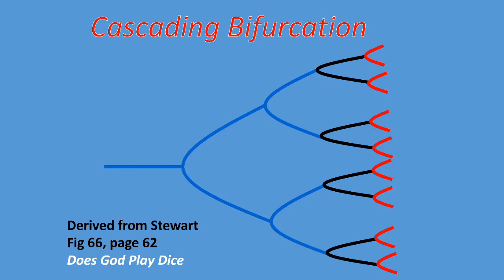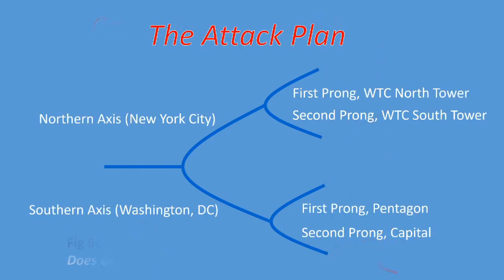The blue part of the bifurcation diagram should look familiar. That is the attack plan, as we have discussed. 2 axes of advance, each axis with 2 prongs. Such an attack is complex, designed to cause confusion in the defense, and that is exactly what happened.